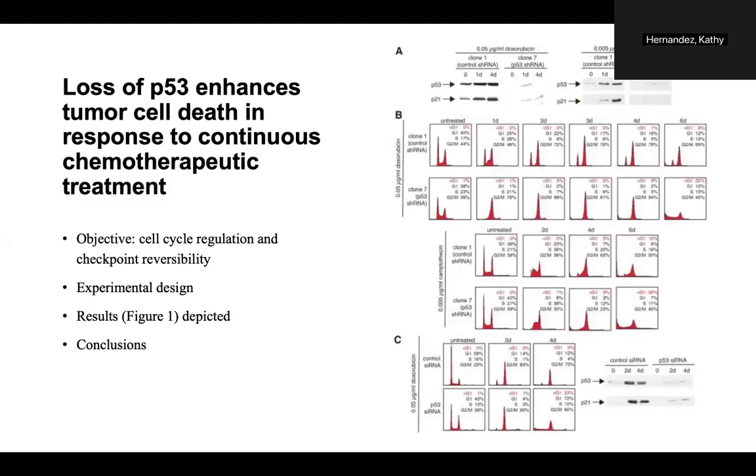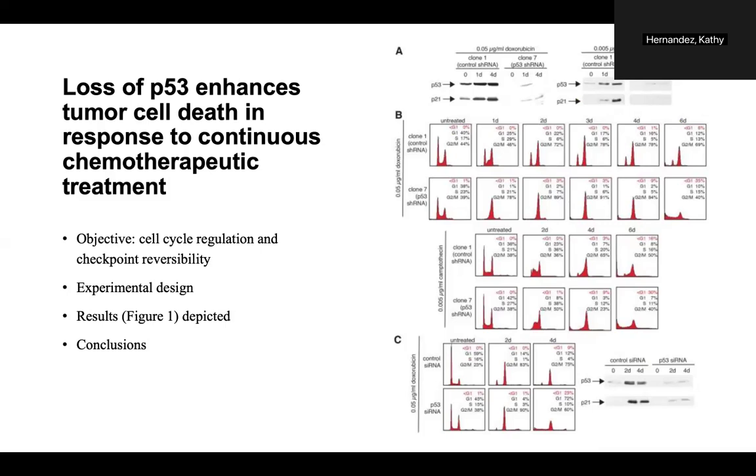In the article, P53 promotes cell survival due to reversibility of its cell cycle checkpoints. Researchers investigated P53's role in cell cycle regulation and checkpoint reversibility. This part of the study that is depicted is figure 1. It's titled Loss of P53 Enhances Tumor Cell Death in Response to Continuous Chemotherapeutic Treatment.